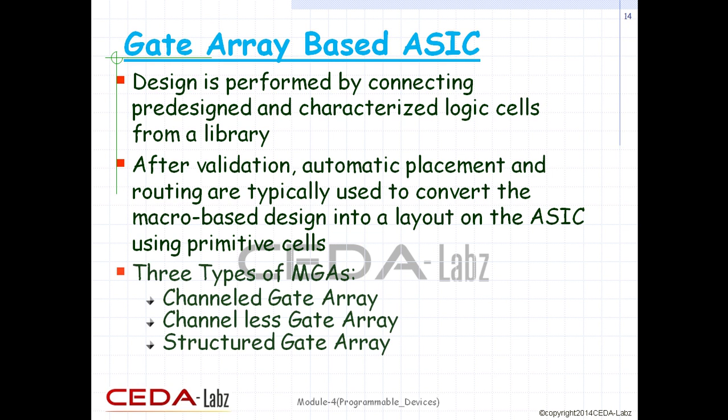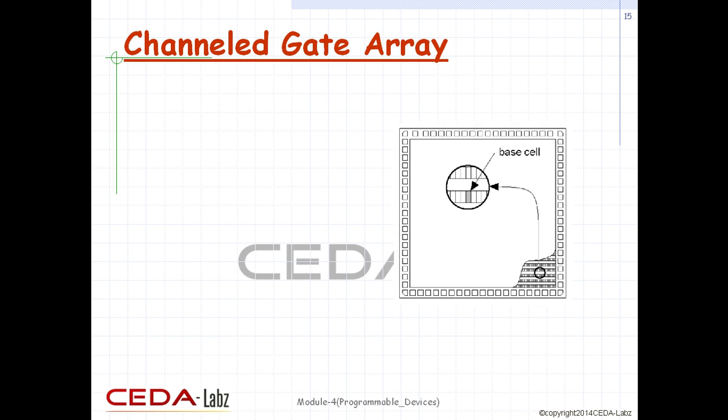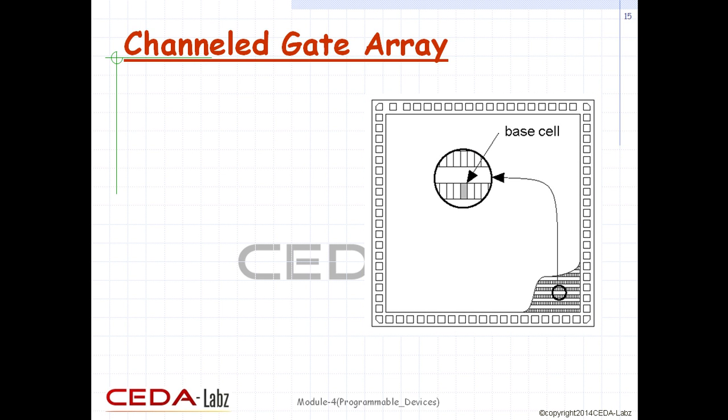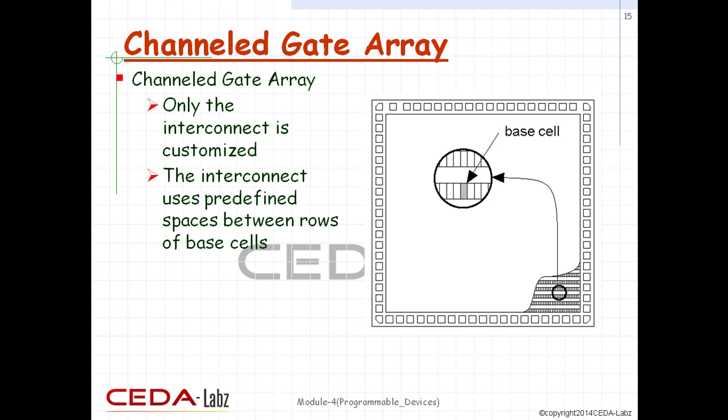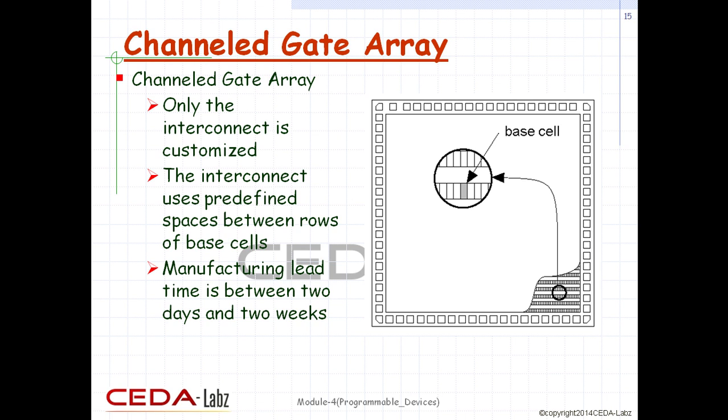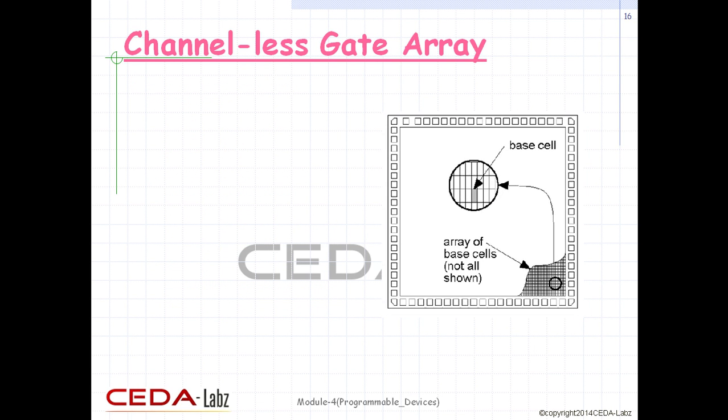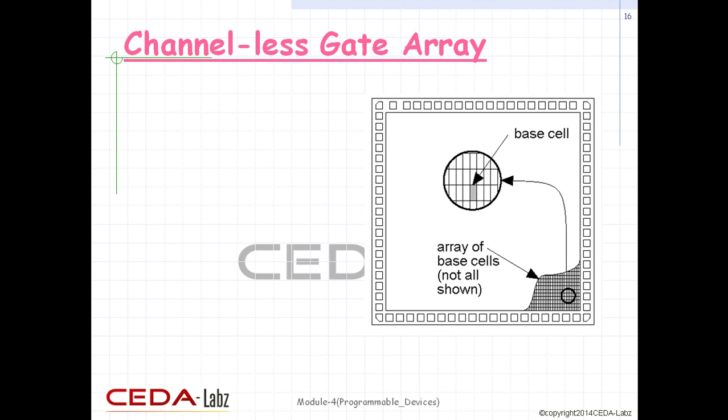There are three types of gate array-based ASICs: channeled gate array, channel-less gate array, structured gate array. The figure shown in the slide is channeled gate array. In channeled gate array only the interconnections are customized. There will be a predefined space between rows of base cells and it uses these predefined spaces for connection. Manufacturing time in this type of ASIC is from 2 days to 2 weeks. The figure shown in the slide is of channel-less gate array.